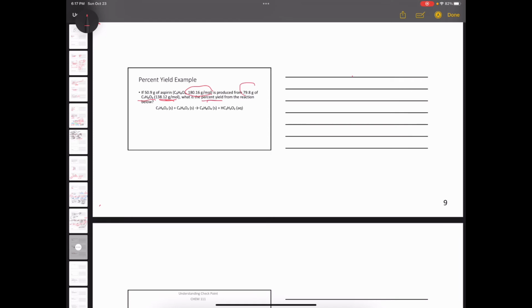The number that we see here, the 50.9 grams of aspirin, represents the actual. That means this is how much was obtained from reacting salicylic acid in a lab. We are going to find out theoretically how much aspirin we should have gotten if this reaction was running at ideal conditions. Because, as we said earlier, the percent yield equals actual divided by theoretical.